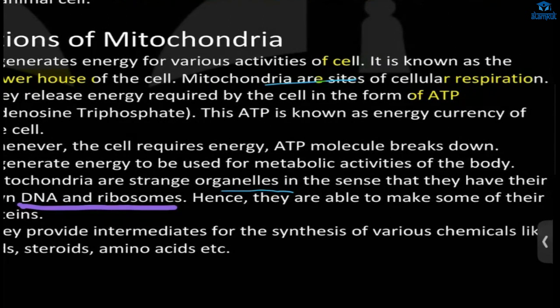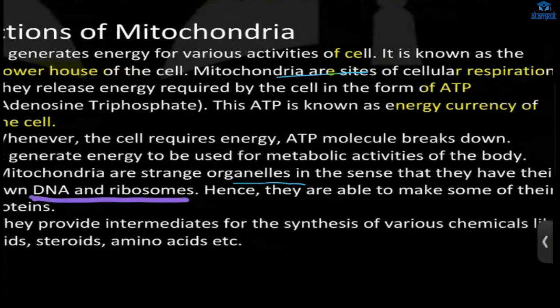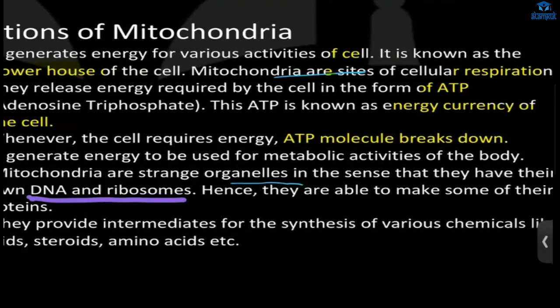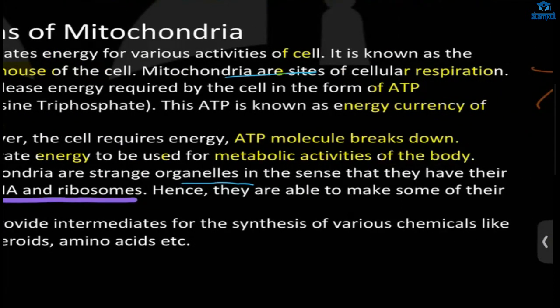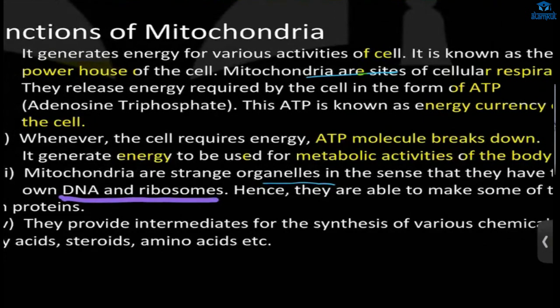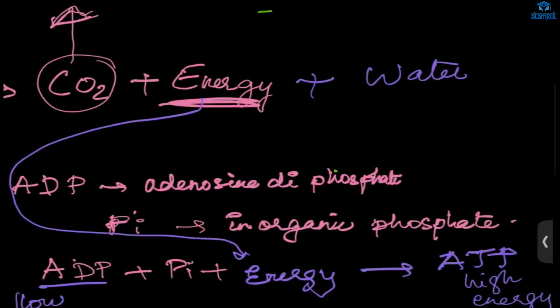They release energy required by the cell in the form of ATP. This ATP is known as the energy currency of the cell. Whenever the cell requires energy, the ATP molecule will break down. It generates energy to be used for metabolic activity of the body. Now, why is ATP known as the energy currency? Because it has high energy content. When you break it, the energy is released, and that energy helps in the activity. That's why it is called the energy currency of the cell.